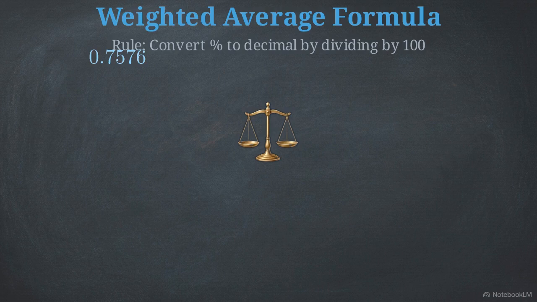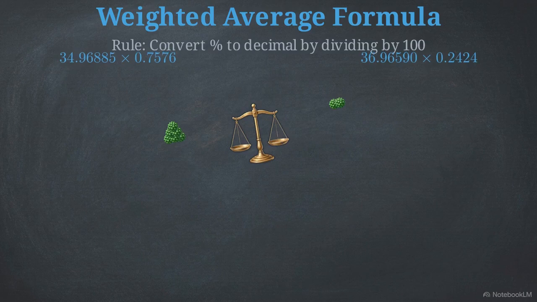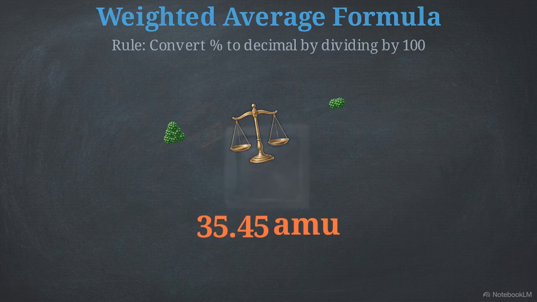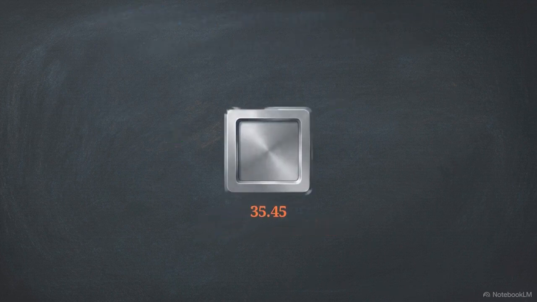We execute this conversion for chlorine-35's abundance, changing 75.76% to 0.7576. We then multiply that fraction by chlorine-35's exact isotopic mass, 34.96885. Next, we convert the rarer chlorine-37's abundance of 24.24% to 0.2424, and we multiply that fraction by chlorine-37's exact isotopic mass of 36.96590. Sum the two resulting products together, and the calculation yields exactly 35.45 atomic mass units.